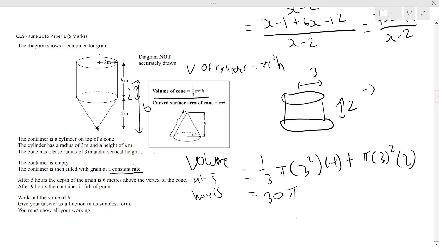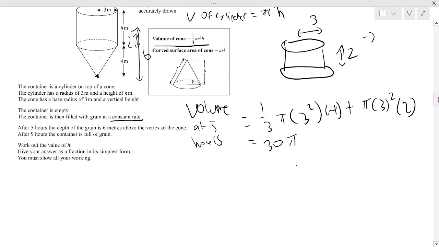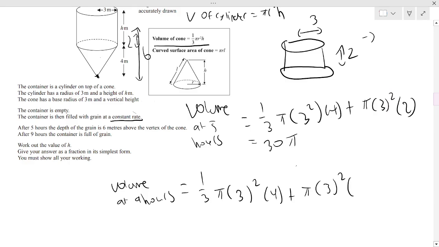Cool. Okay, so then after 9 hours, the container is full. So maybe let's work out the volume at 9 hours. That's going to be the whole cylinder and the whole cone, isn't it? Well, the whole cone, again, is a third pi r squared. Now the radius of the cone is 3 squared, and the height is 4. And the volume of the whole cylinder is pi r squared. Now the radius is 3, but the height is this whole h here, isn't it? So that's h. So that will simplify to 12 pi add 9 pi h.